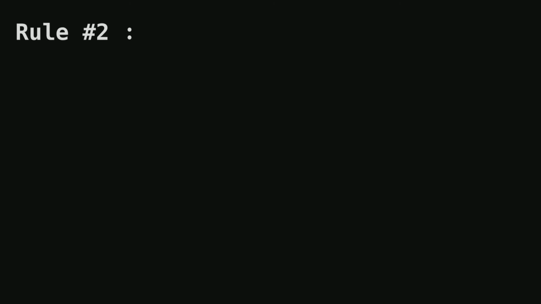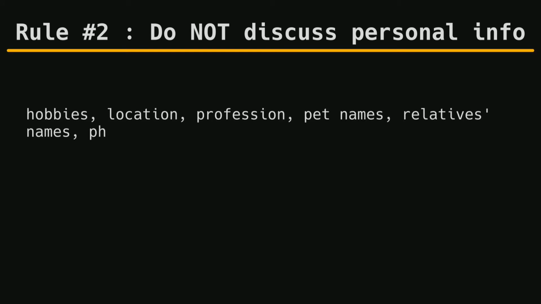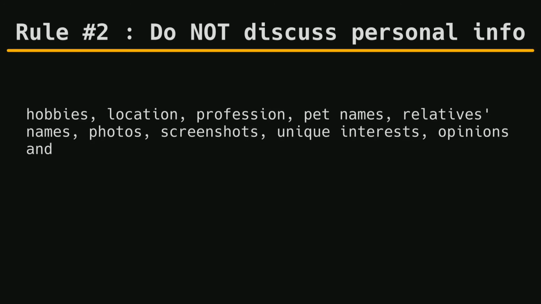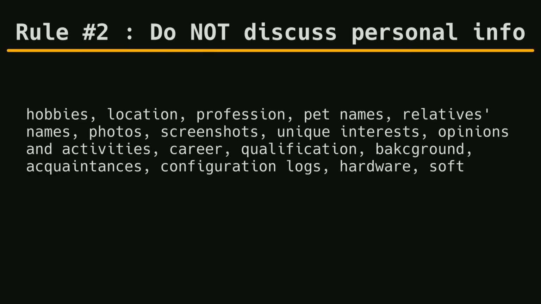Rule number 2. Do not disclose any personally identifiable information. Anything personal like your hobbies, location, profession, pets, family members, photos, screenshots, or nicknames in your posts, searches, or account names can link back to you. If you want to be anonymous, do not discuss private data with people that you don't want to know about it.